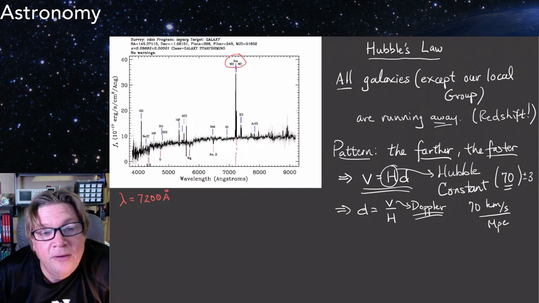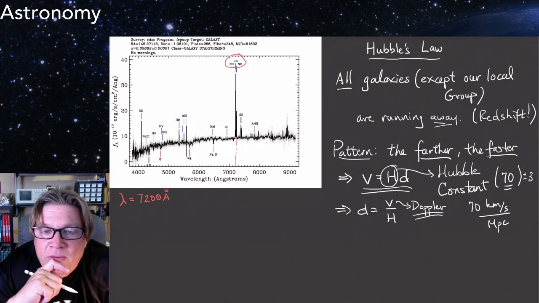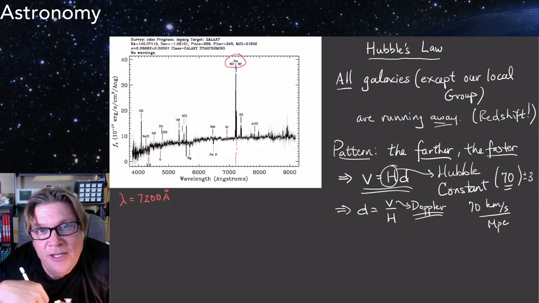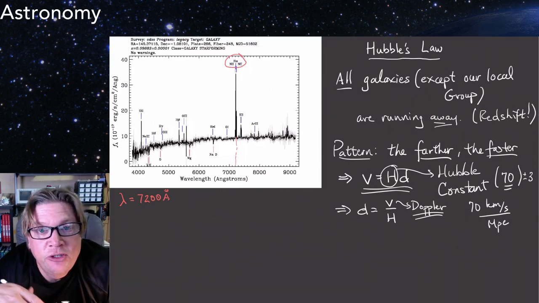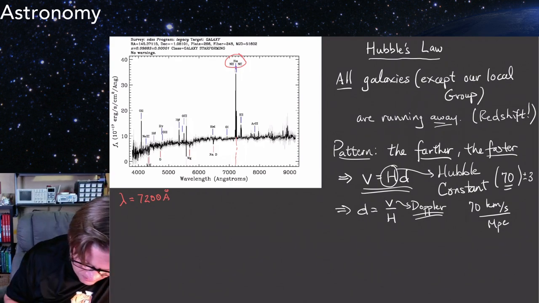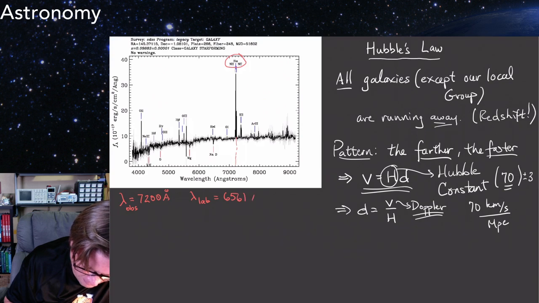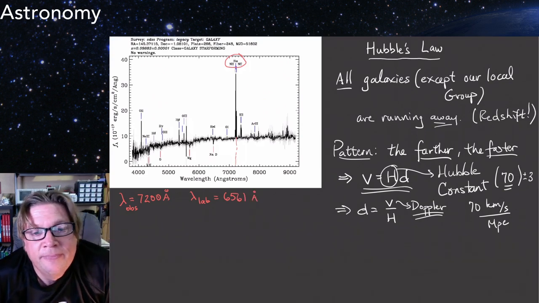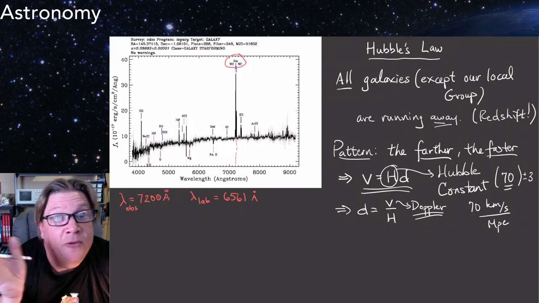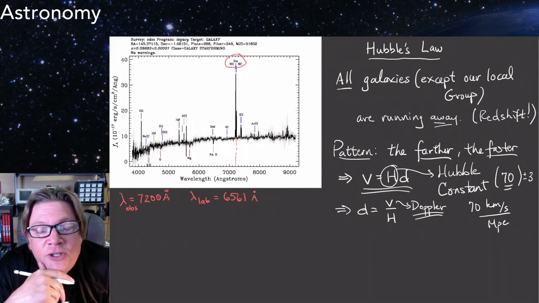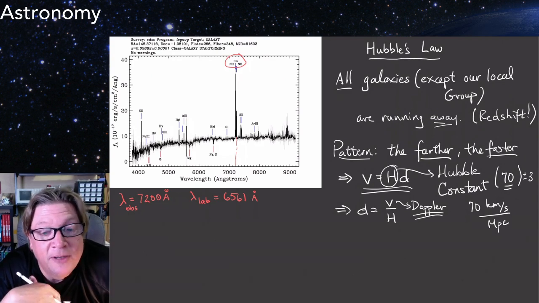Okay, but you might remember when we were doing this before, what is the wavelength of H alpha in a laboratory? The rest wavelength. If something is not moving, if there's no Doppler shift, what should the wavelength be? This is lambda observed, and lambda lab should be 6561. All right, so that number is greater, right? So it's been redshifted towards the red end of the spectrum. Our job is to figure out how much it's been shifted.